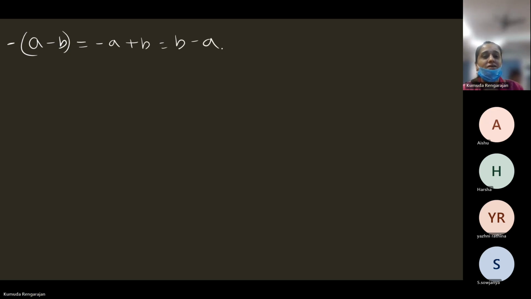Okay, let me show you like this. Multiply a minus b with the minus sign, what do you get? Minus a, minus into minus is plus b, minus a plus b, which is nothing but b minus a. So is a minus b equal to b minus a? No, it's not equal to b minus a.